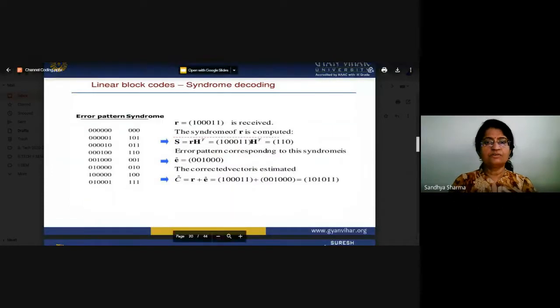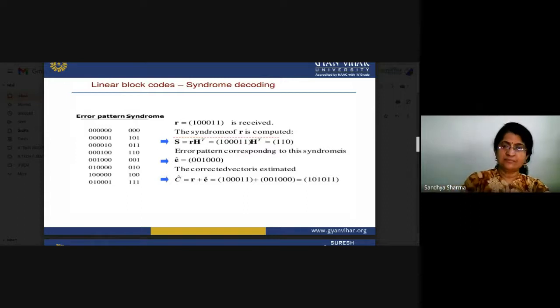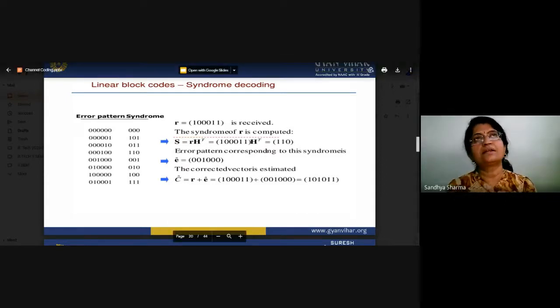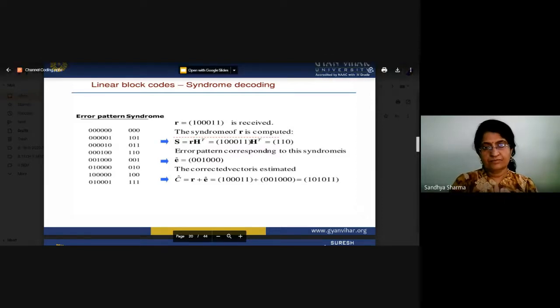Now linear block code syndrome decoding. If you have any received word R, then S is equal to R H transpose. S transpose is equal to H R transpose, where H is P transpose n minus k and I. So that is the syndrome. The syndrome corresponds to the error vector. If you find the error vector, then adding it to the received word, we can find the code word again. So that is the basic process.